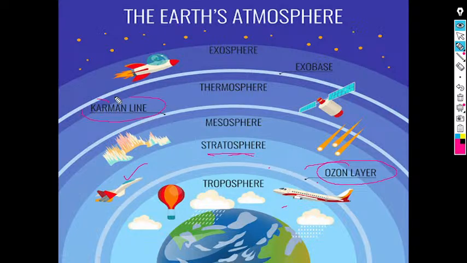One question asked: where is the Karman line? The Karman line is basically at 100 kilometers, as specified by scientists, and it lies in between the mesosphere and thermosphere.